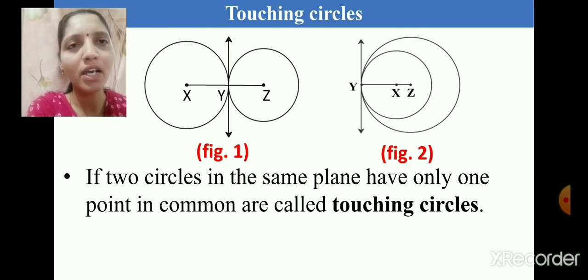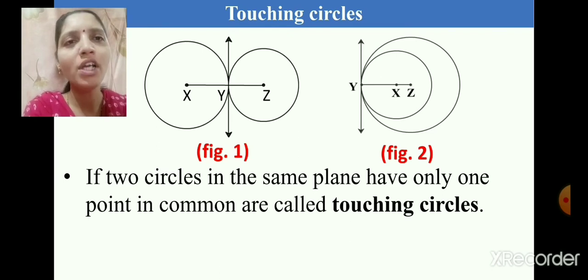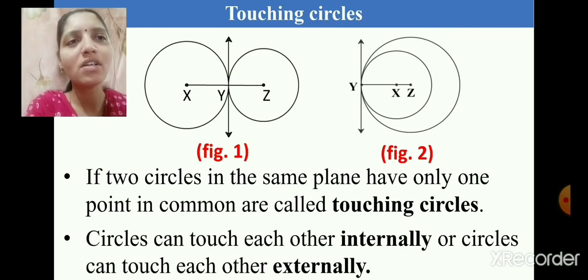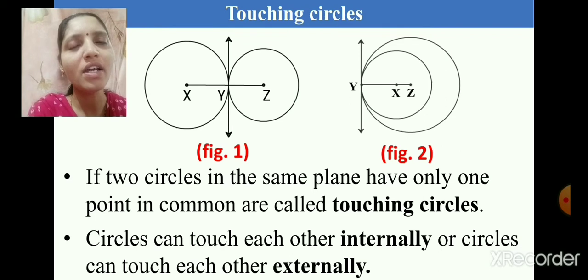Is that clear to all of you? Any doubt here? What are touching circles? The only thing you have to remember is that they have only one point in common. Then you can say that the circles are touching circles. Now these circles can touch each other internally or externally.